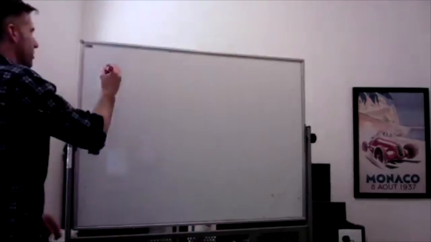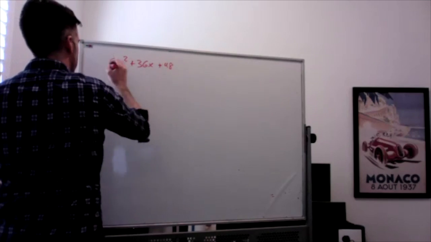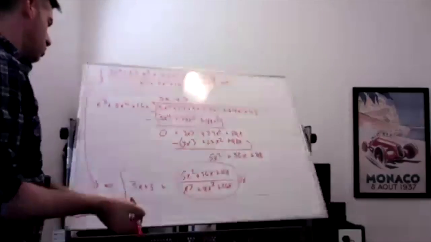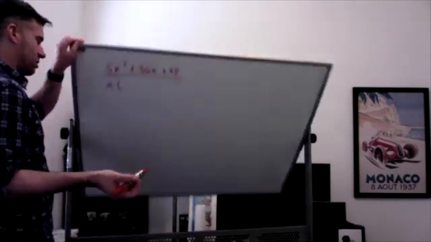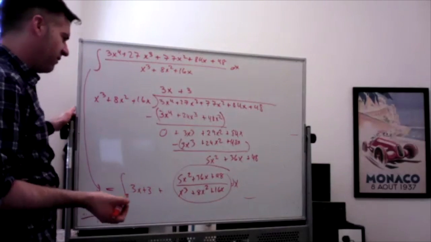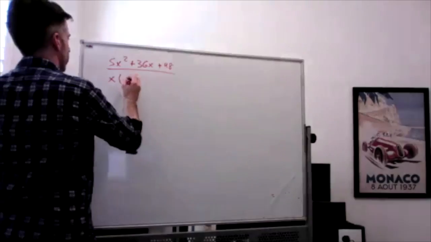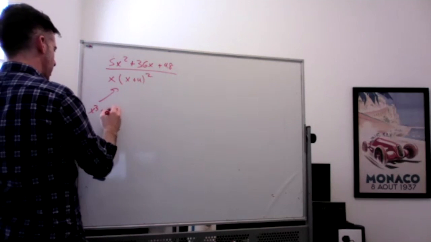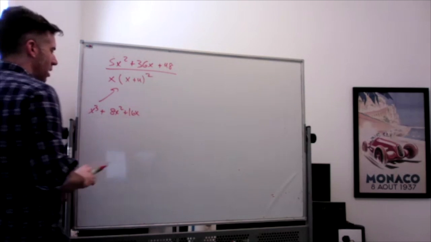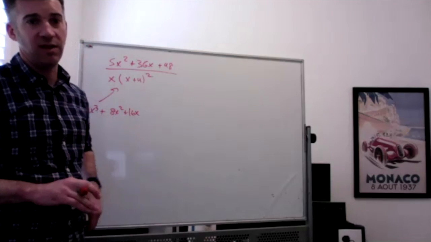So here's our setup. We have 5x squared plus 36x plus 48. I should double check one thing. 5x squared plus 36x plus 48 divided by x cubed plus 8x squared plus 16x, which factors as x times... ooh, does it factor? Yeah, x times (x plus 4) times (x plus 4). That's x cubed plus 8x squared plus 16x.